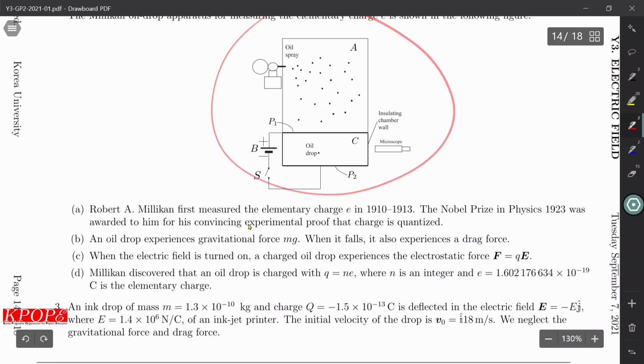Millikan first measured the electric charge e. It is now confirmed, and it is now defined to be 1.602176634 times 10 to the minus 19 Coulomb.